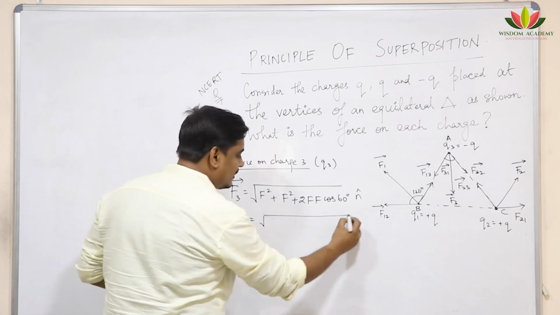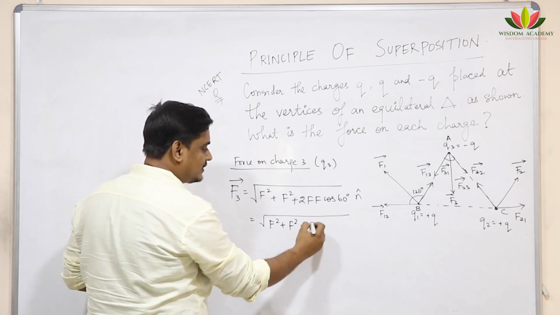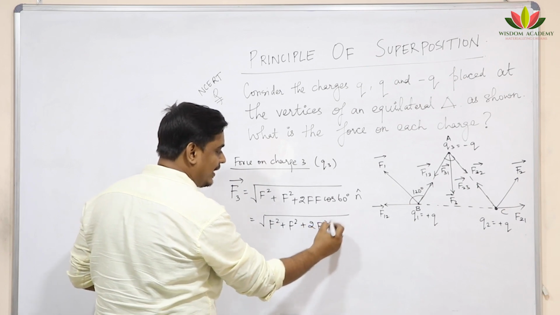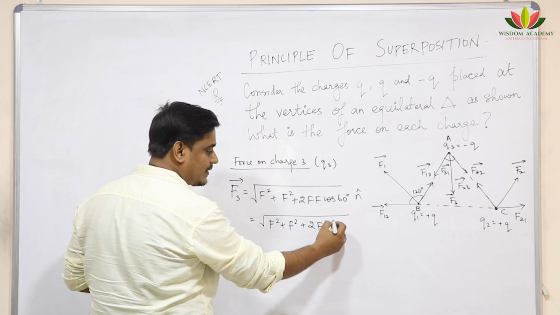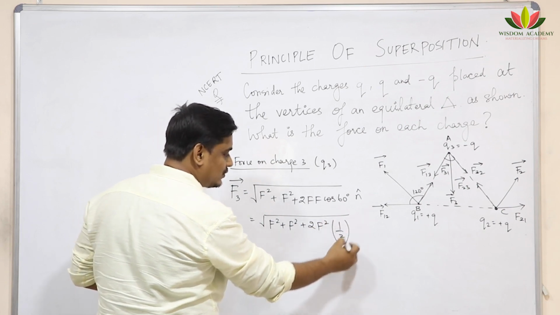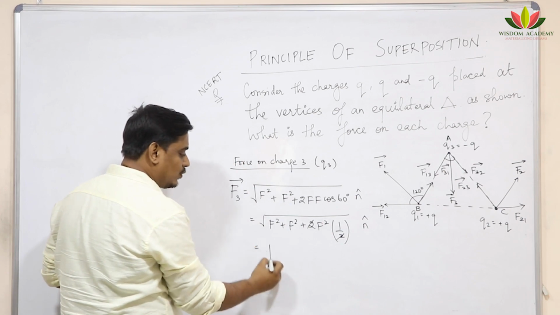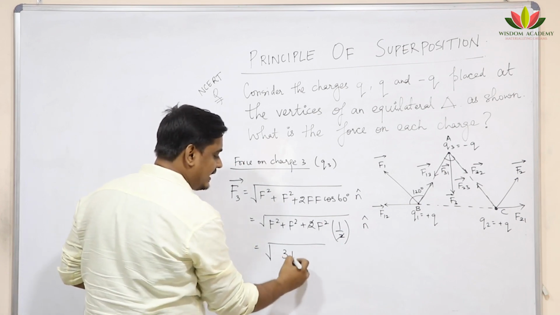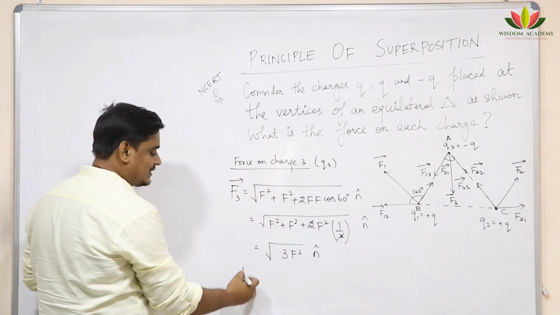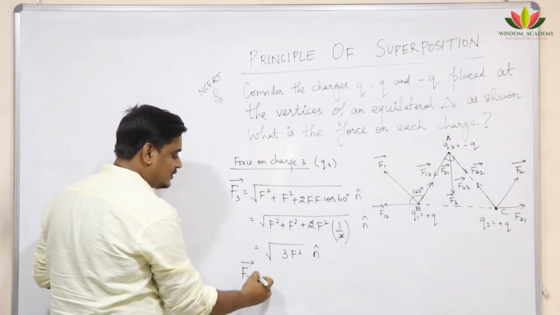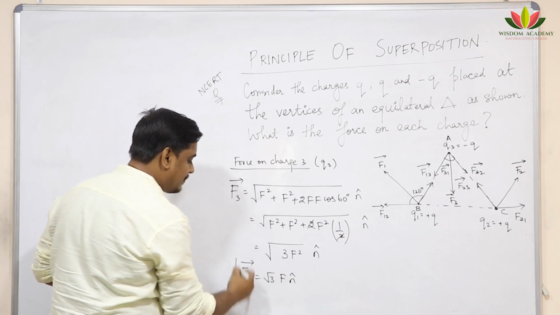So what now will I get? It will be root over F square plus 2F square. What is cos 120? It is 1 by 2, into n cap. The 2 gets cancelled. I get root over 3F square into n cap. So what is the third force? The third force is root 3 F n cap.